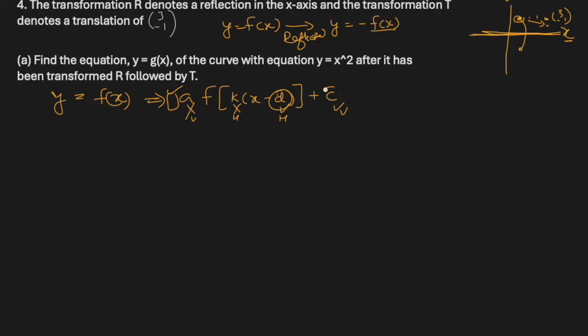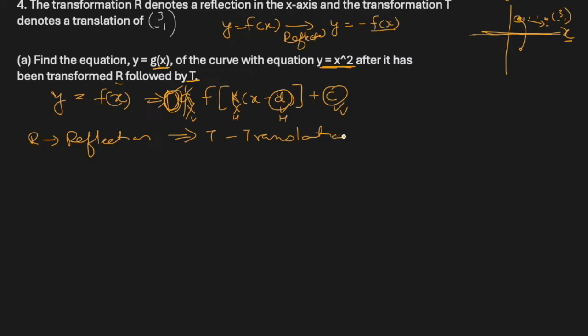So this and this are involved, these three. No a, no k. So let's read what they're saying first. Find the equation of y equal to g(x), a new function of the curve with equation y equal to x squared after it has been transformed by R followed by T. So what is R? R is reflection, and then followed by T, which is translation.